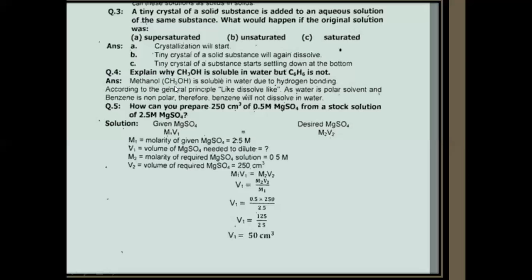Question number 4. Explain why methanol is soluble in water, but benzene is not. Methanol is an organic compound, benzene is also an organic compound. Then why is methanol soluble in water, but benzene is not? Methanol is soluble in water due to two factors. First factor is hydrogen bonding. As we discussed in previous lectures, due to similarity in structure and polarity, methanol can make hydrogen bonds with water and hence is soluble in water. Same here: methanol, due to the OH bond and its polarity, and due to similar structure with water and making hydrogen bonds with water, is soluble in water.